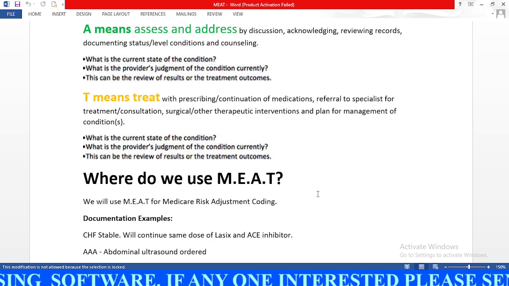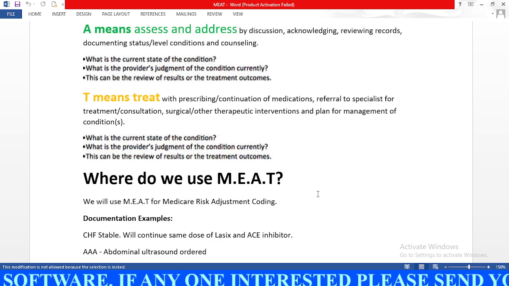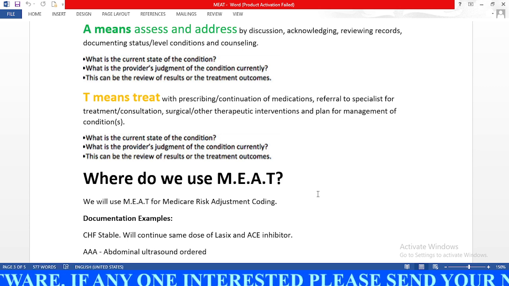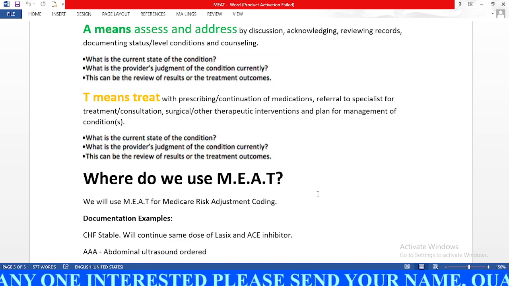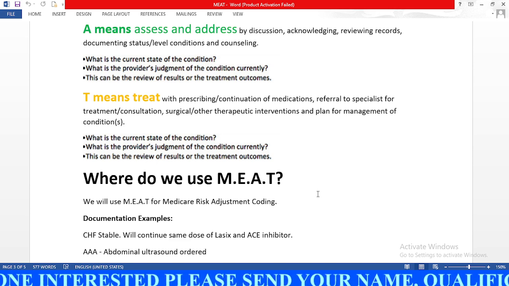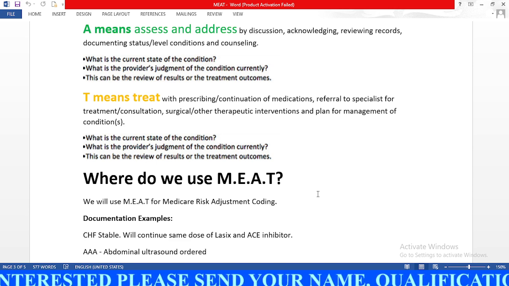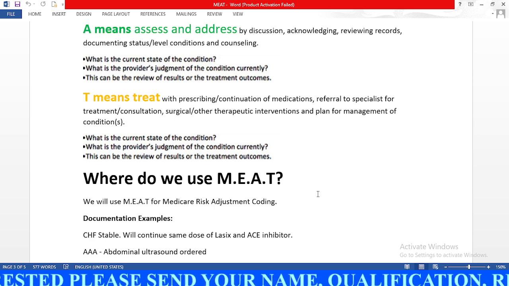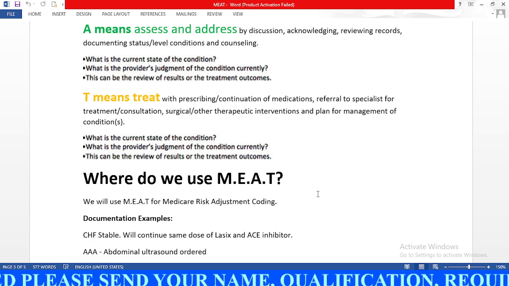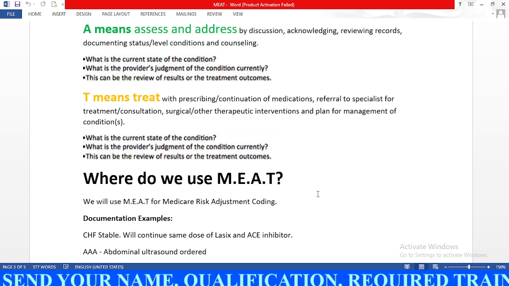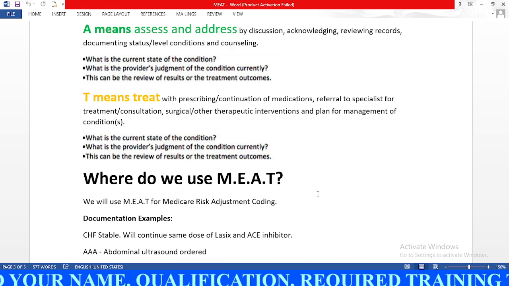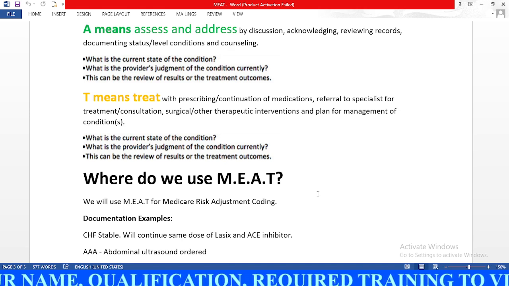Here in MEAT, our third letter is A. A means assess and address, by discussion, acknowledging, reviewing records, documenting status or level of conditions, and counseling. What are the questions we need to understand in assess and address? Here we need to check the current state of the condition, so whether it is decreasing or increasing.